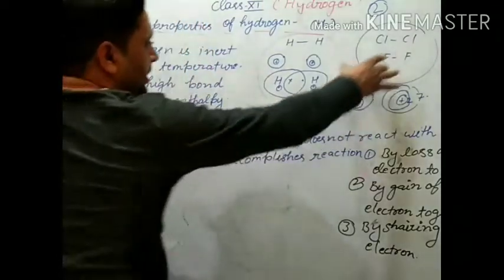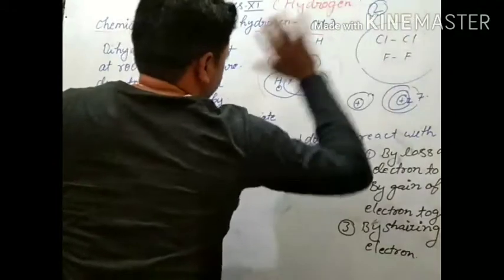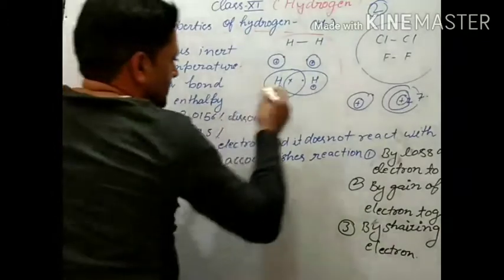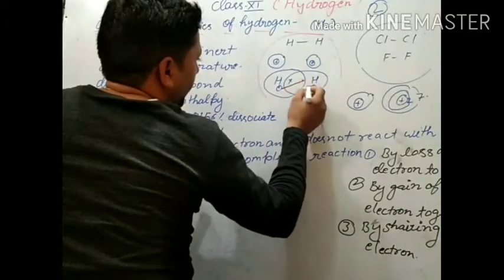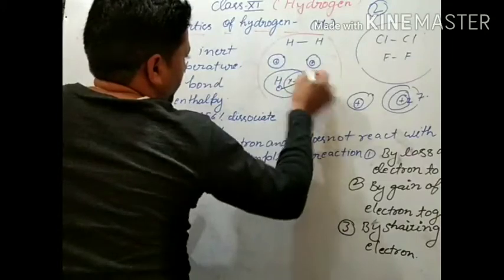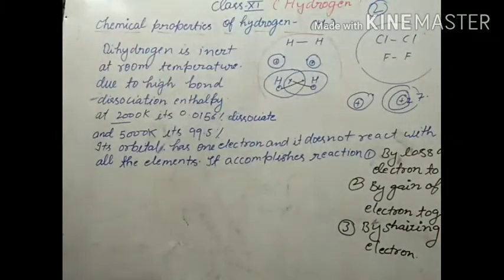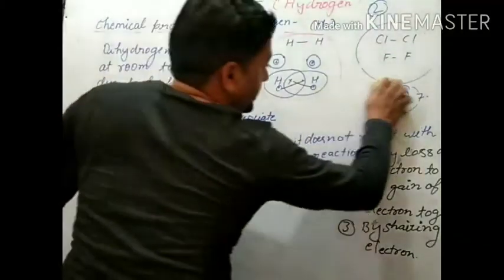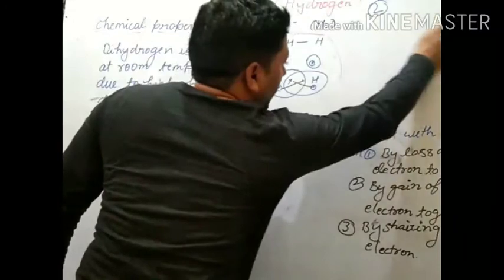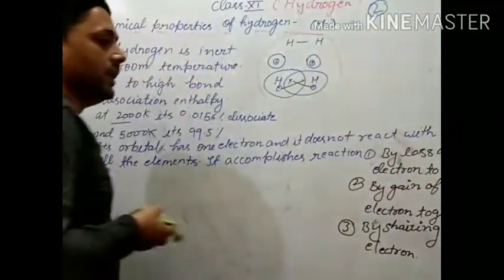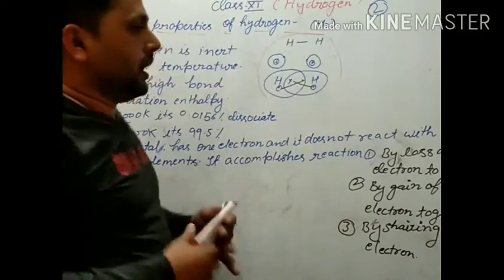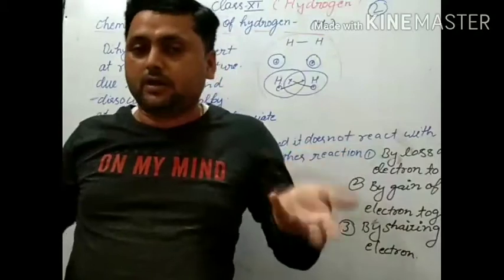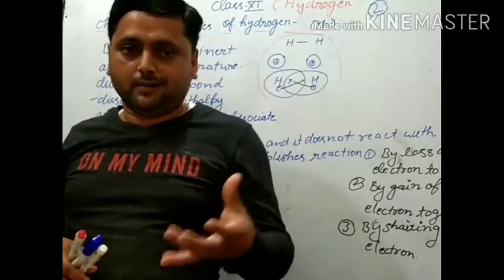We can understand this by taking two examples. In this one the nuclei are closer, so they attract the electrons: this nucleus attracts that electron, and that nucleus attracts this electron. So the bond dissociation enthalpy for H2 is highest. If the bond dissociation enthalpy of H2 is highest, it means the bond will not break easily. So it is inert at normal temperature.